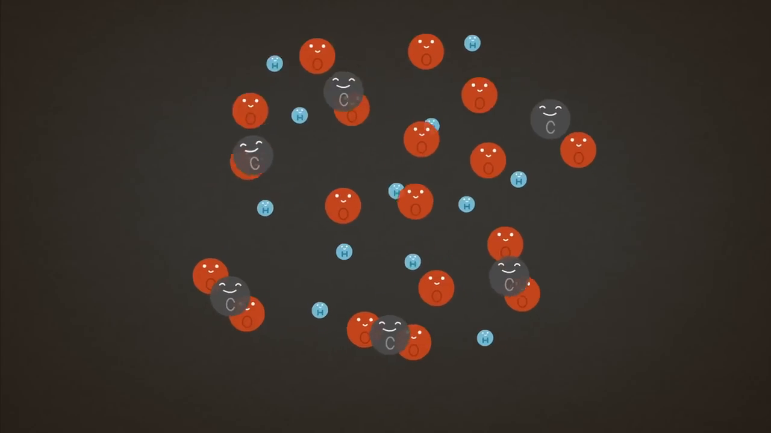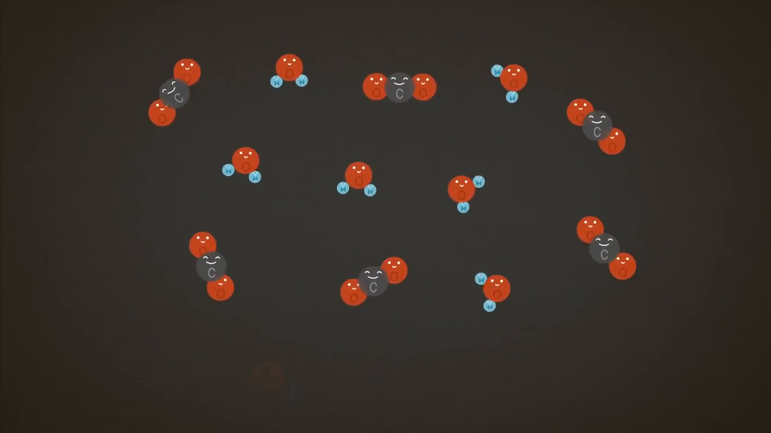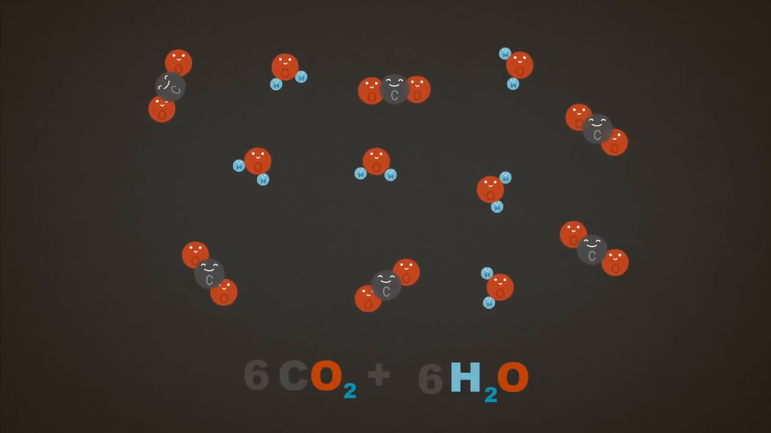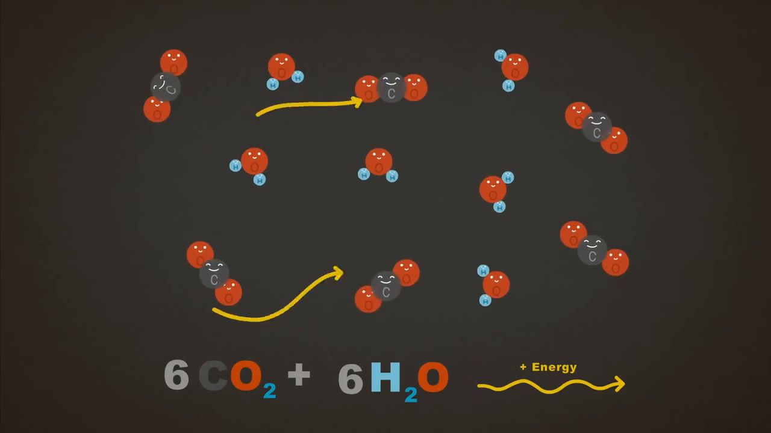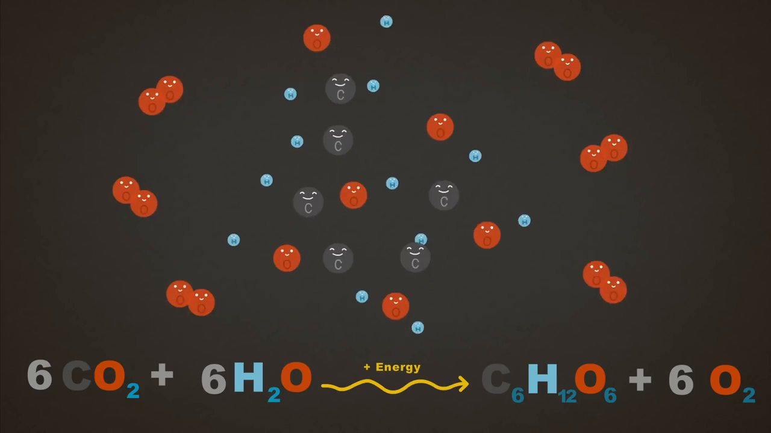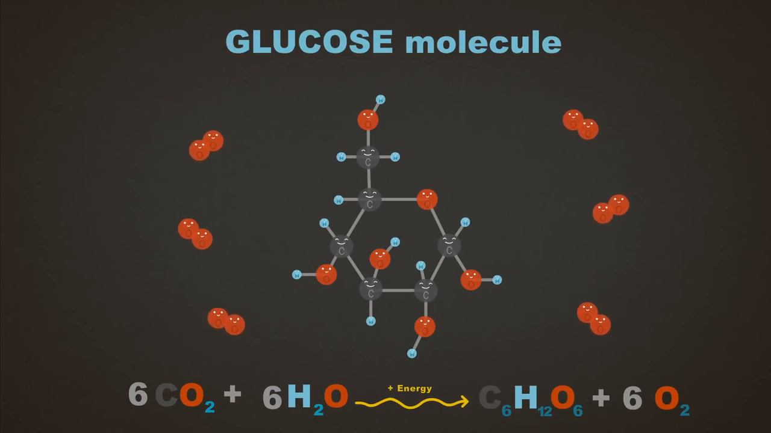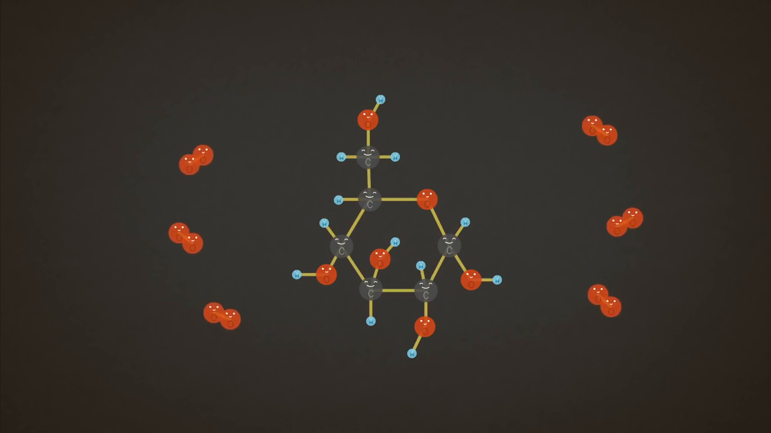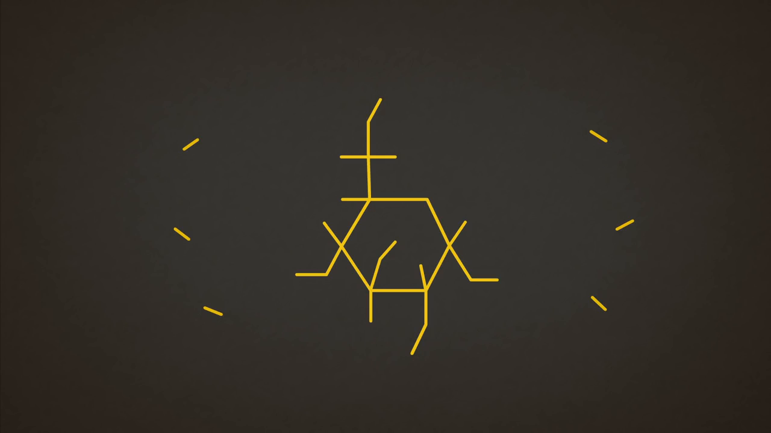So what can we do? They have a mind of their own. Let's see. They've formed more carbon dioxide and water, 6 of each. Add a little energy, and we can get them to reshuffle themselves to a simple sugar and some oxygen gas. Our atoms are all accounted for, 6 carbon, 12 hydrogen, and 18 oxygen.